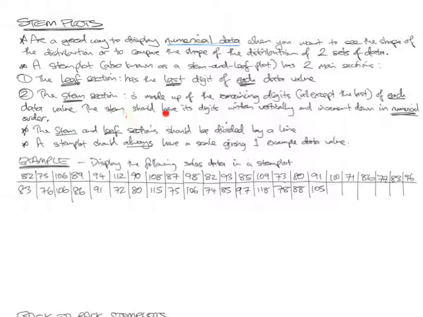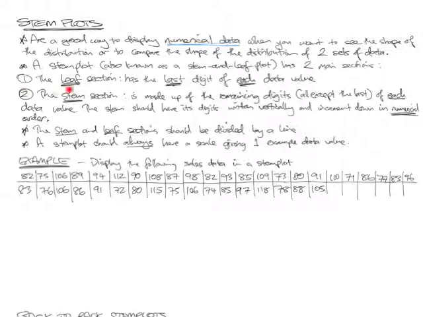And the other thing is that the stem should have its digits written vertically, so the remaining digits of your data, except for the last, you're going to write them vertically, so straight up and down, and they go down in numerical order, so they'll get bigger as you go down the stem. You also need to divide the stem and leaf sections by a line, and you should always include a scale explaining how to read at least one of the data values. So give an example of how you read the data values.